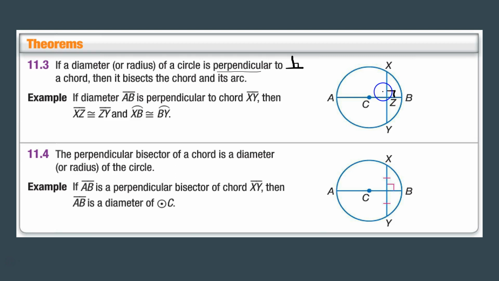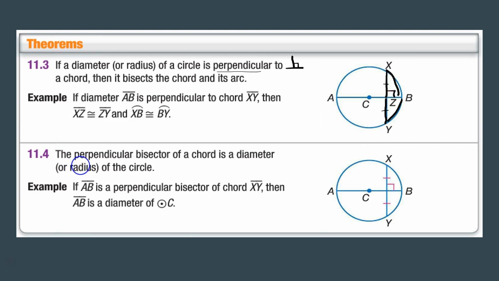Because of that, we can now say that the chords XZ and ZY, these are both congruent. Because we know that these chords are congruent, then we can also say that their arcs are congruent. So arc XB and arc BY.